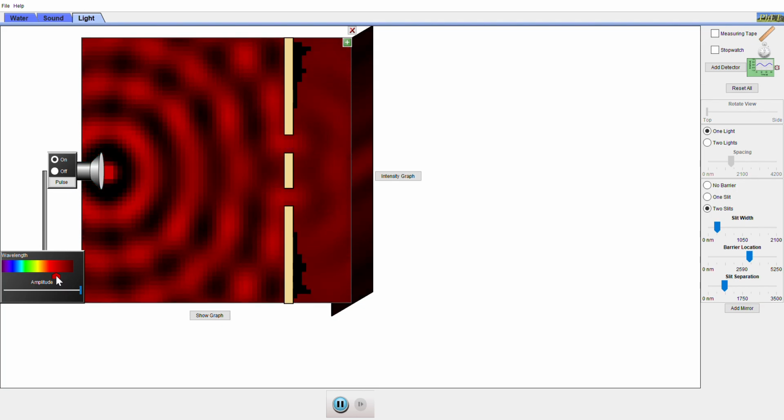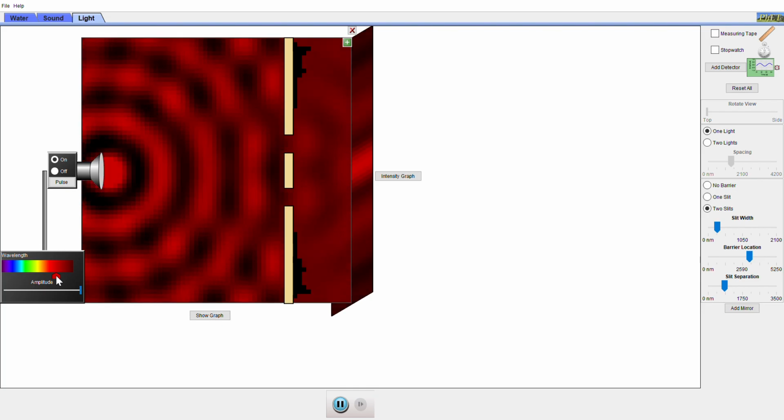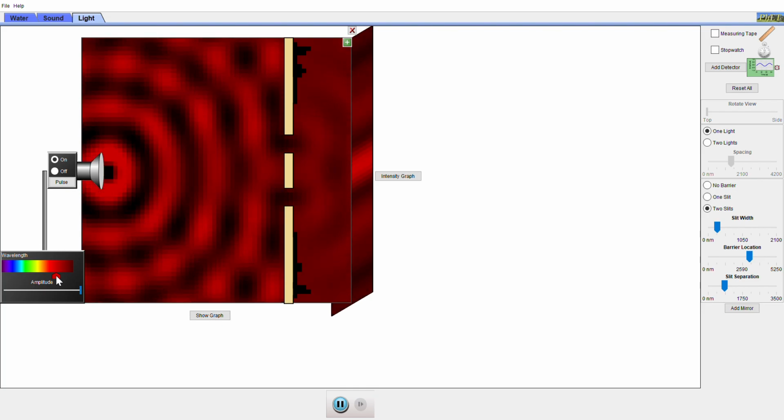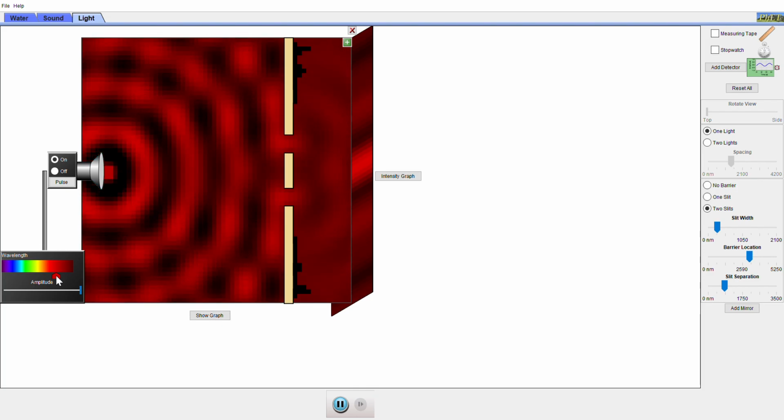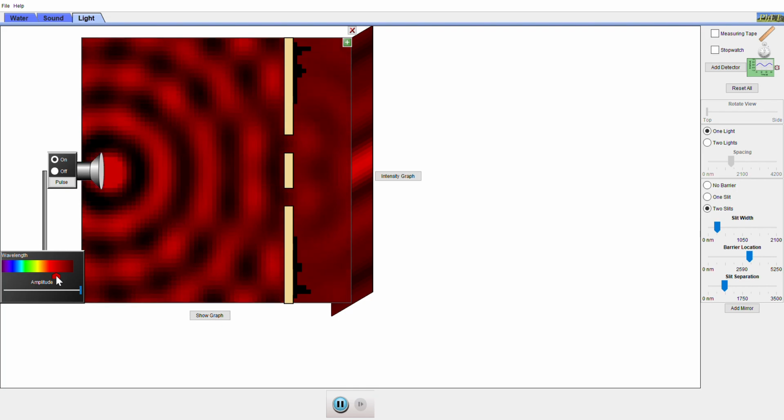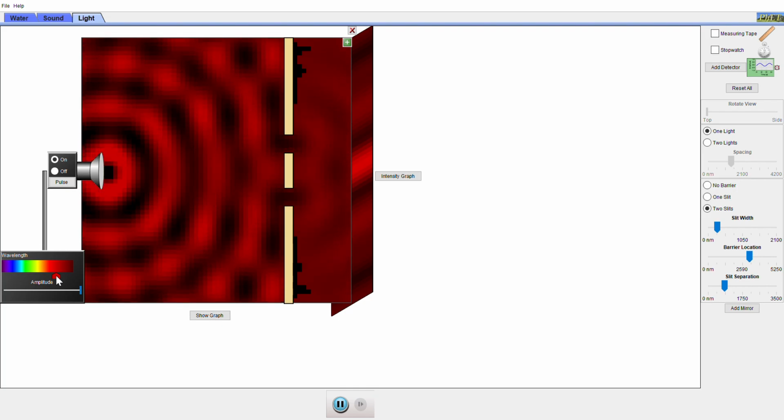I'm sorry you weren't able to download this sim and play around with it on your own. It's really pretty cool, all the different things we can do with it. But hopefully you learned something from the video and were able to complete the worksheet.